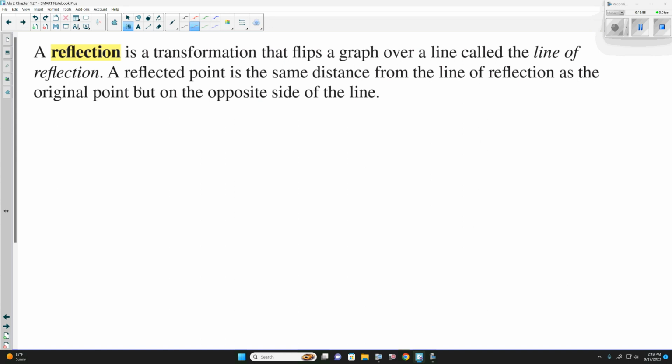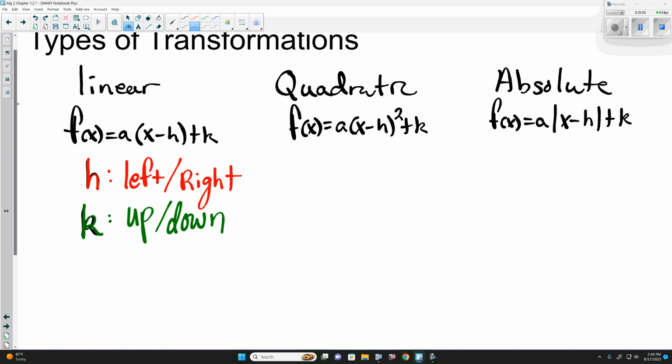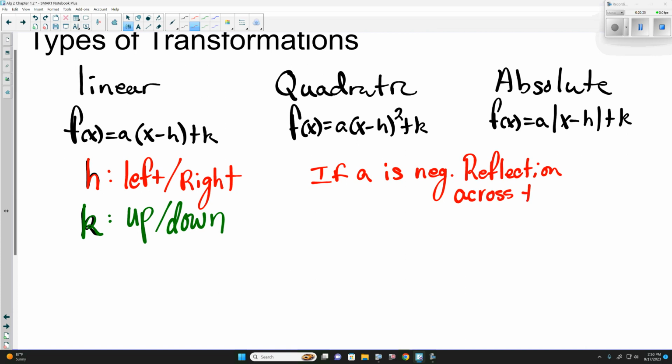Now, for us, anyway, we're coming back here. If A is negative, it is a reflection across the x-axis.